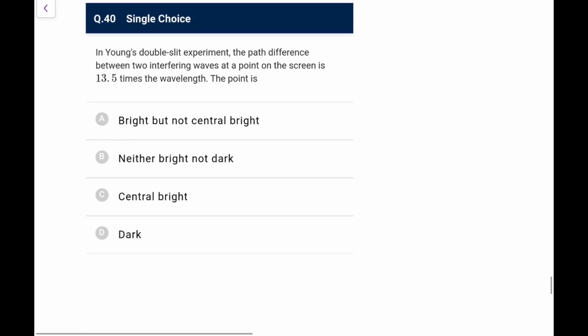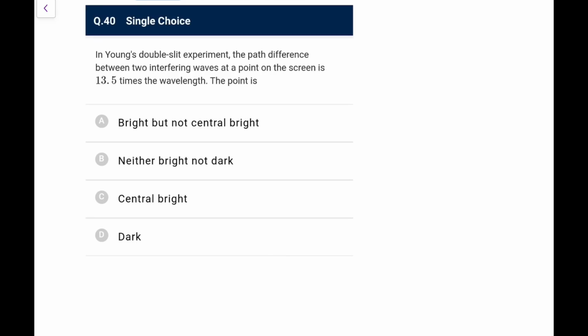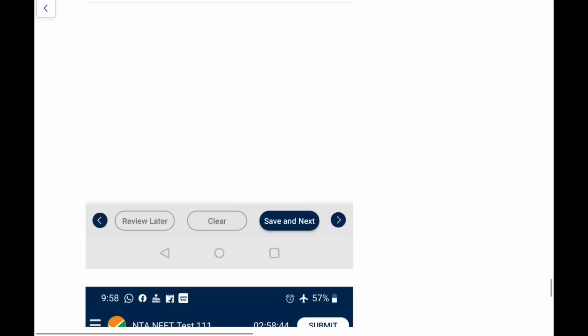40. In YDSE, the path difference between two interfering waves at a point on a screen is 13.5 times its wavelength. That means it is a (2n plus 1) lambda by 2. It would be a dark fringe. You can directly go for it.